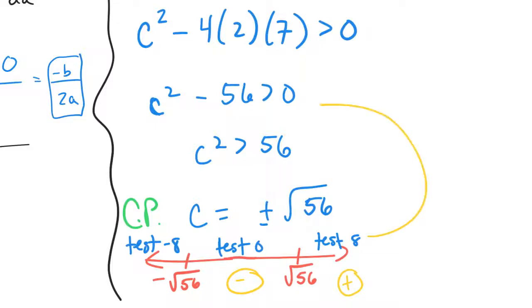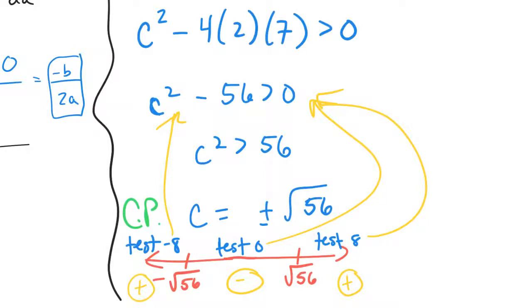Again, remember where I'm testing. I'll put an arrow in case we're forgetting this. I'm testing back up here, and I'm testing each region one at a time. And then I'll test negative 8. Negative 8 squared is also 64, and 64 minus 56 is still a positive number. So this region on the far left is positive as well.